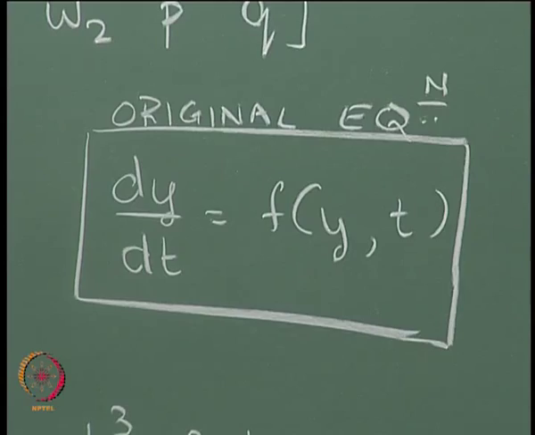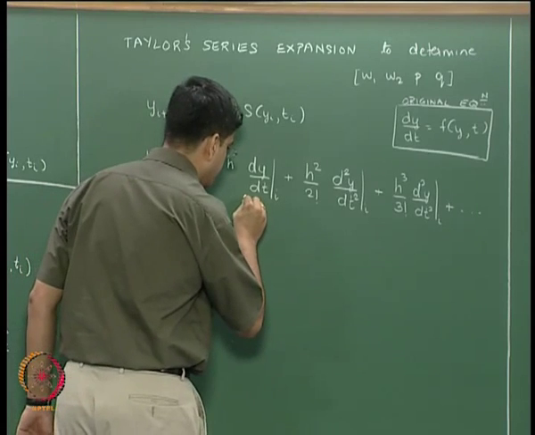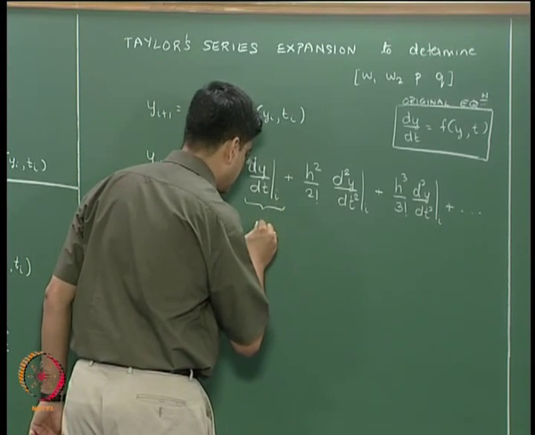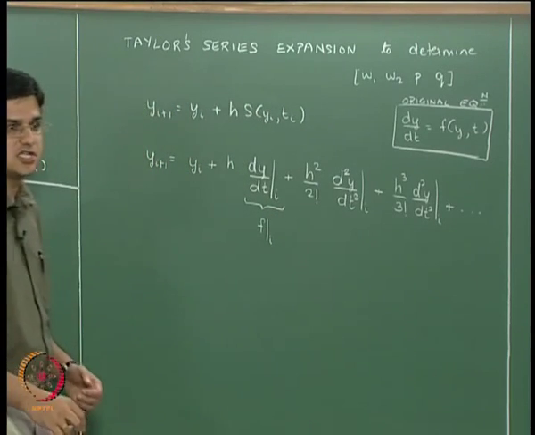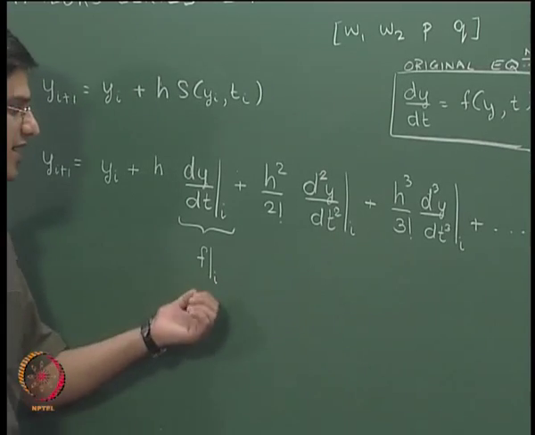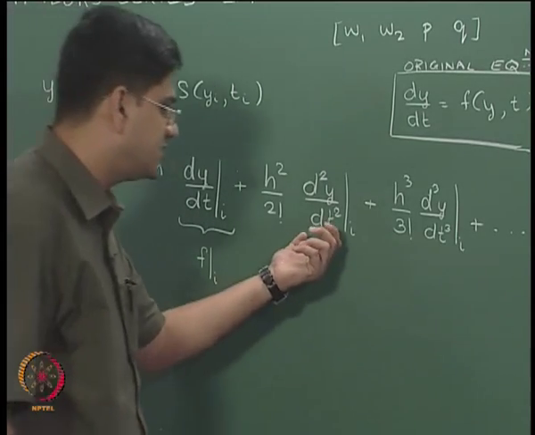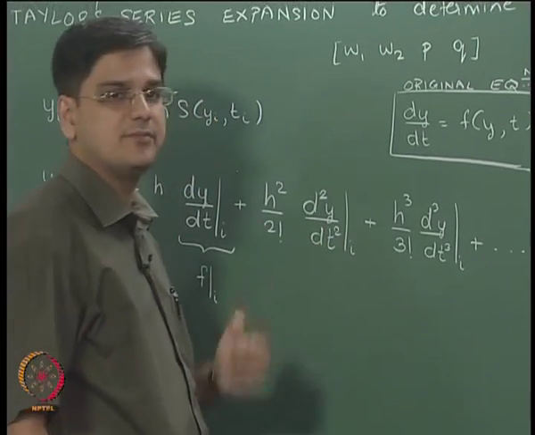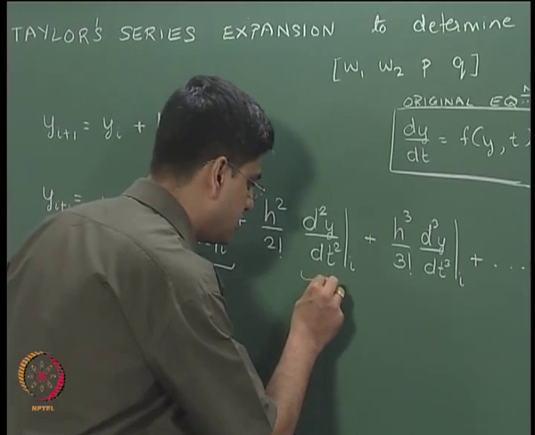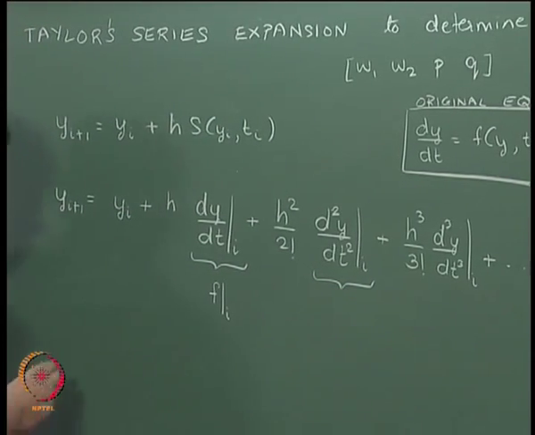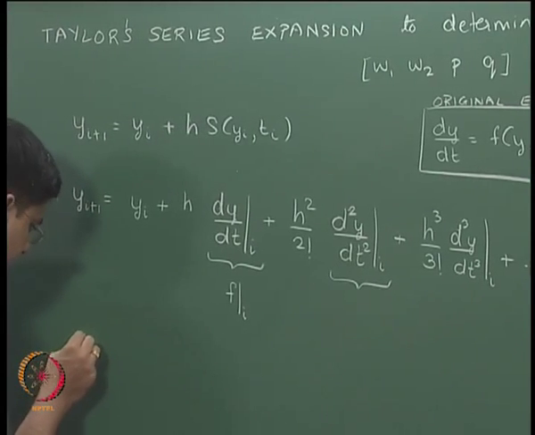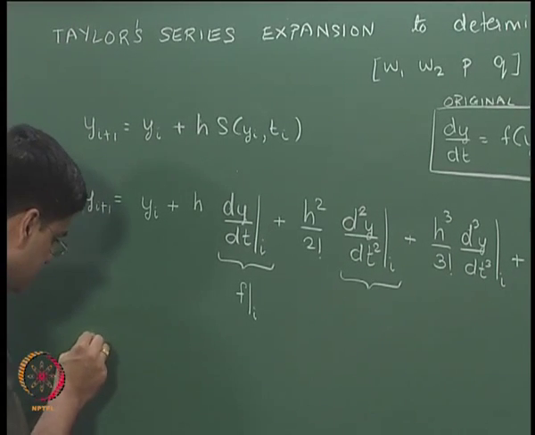That we are trying to solve. So, dy by dt computed at i is nothing but the value f computed at the location i, f computed at yi comma ti. Now the next question is, what is d squared y by dt squared? That is something that we need to find using the differentiation by parts.